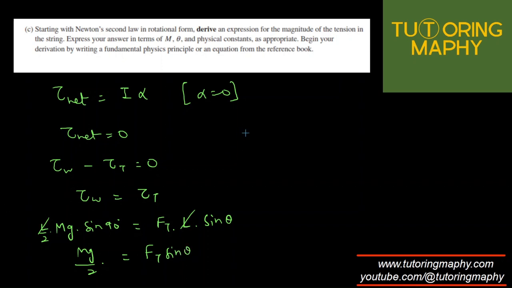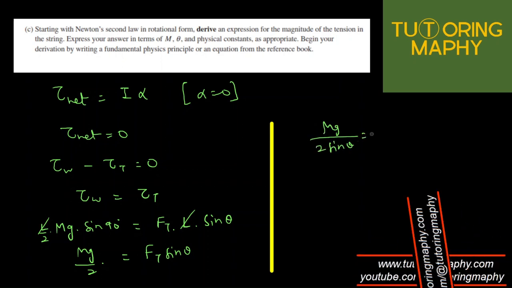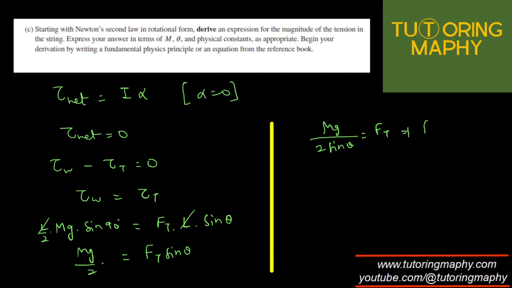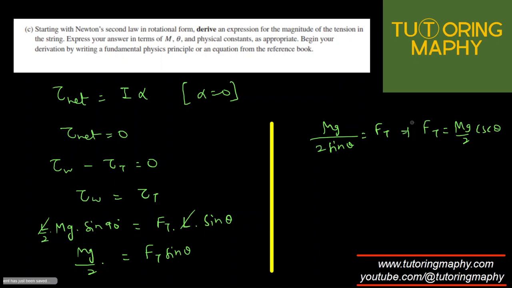And finally, if we divide both sides by sine theta, Ft is going to be mg over 2 sine theta, which means that Ft is going to be mg over 2 times cosec theta. You could have left it as over sine theta as well. That is also entirely correct.